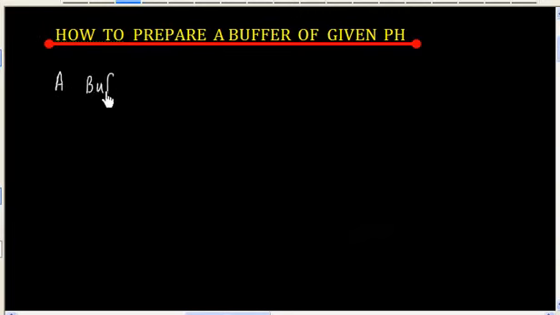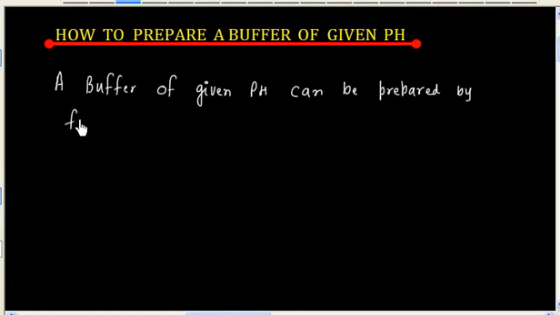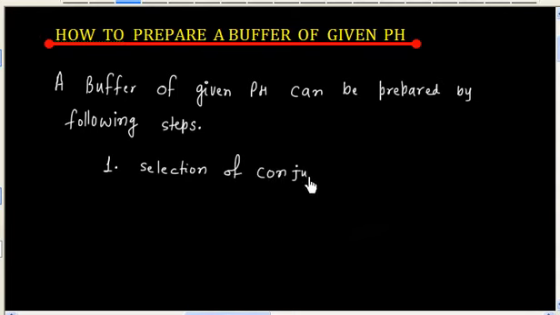A buffer of given pH can be prepared by following the steps. The first step is selection of conjugate acid-base pair.